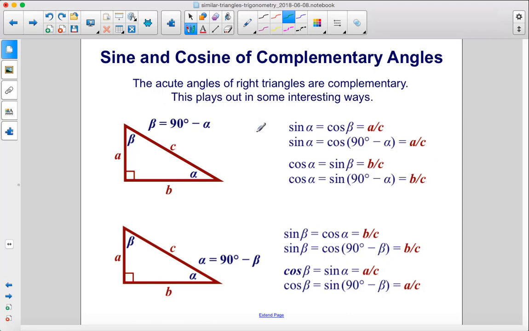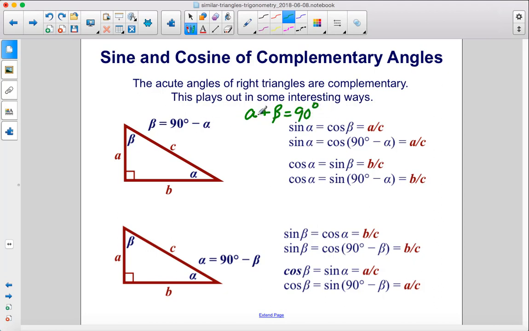Sine and cosine of complementary angles. The acute angles of right triangles are complementary. This plays out in some interesting ways. So we know we have alpha and beta here, and we have a right angle. Therefore, alpha plus beta equals 90 degrees.